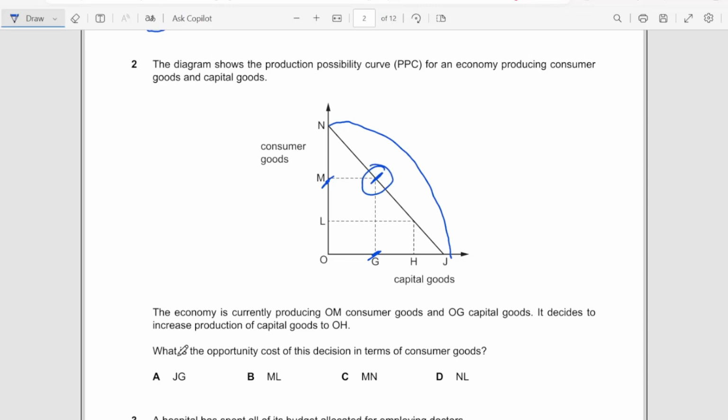Right, it decides to increase production of capital goods to OH. So we are moving from G to H, and we're going to be at this point on the PPC. So moving from this point to this point, we sacrifice ML of consumer goods. What is the opportunity cost of this decision in terms of consumer goods? Well, it is ML.